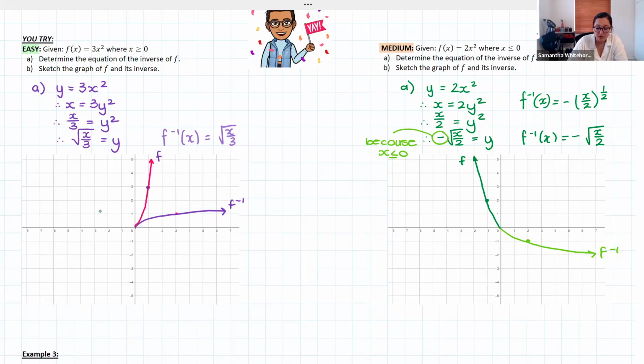Right, again, just look at the labeling. The light green graph is the inverse, dark green graph, the original. Why I chose that, I don't know, but here we are. That is what it is.